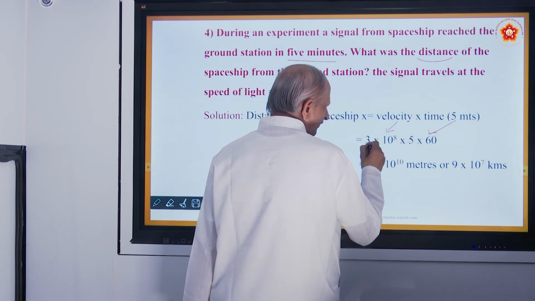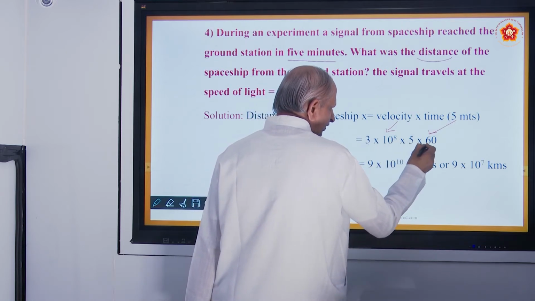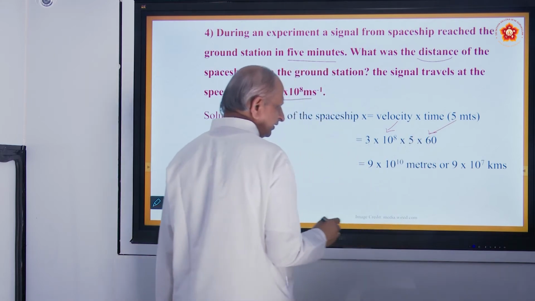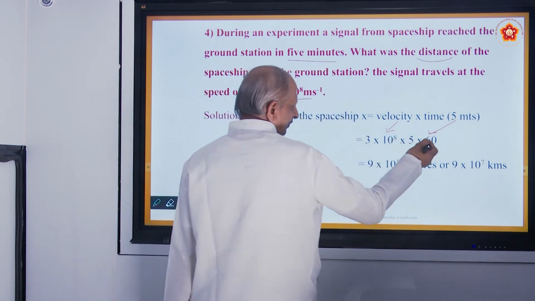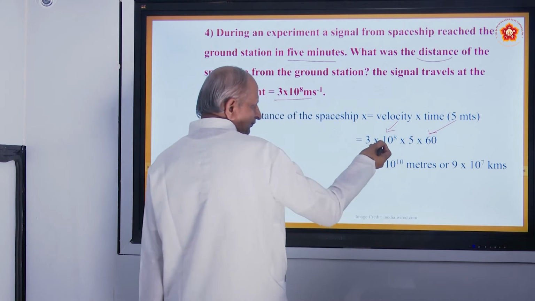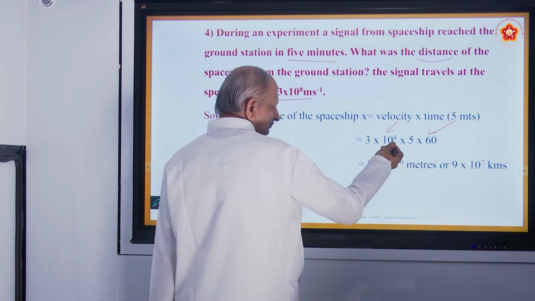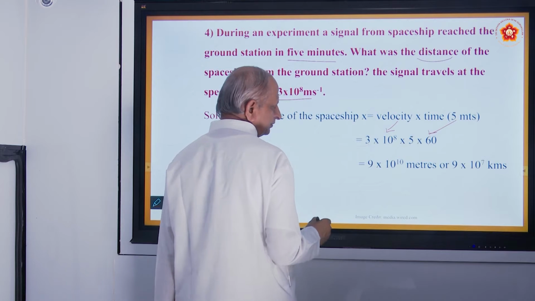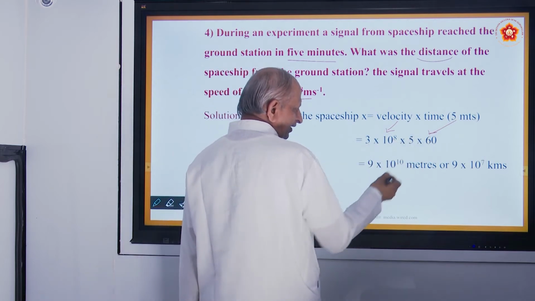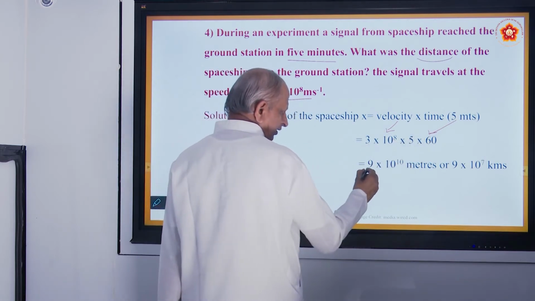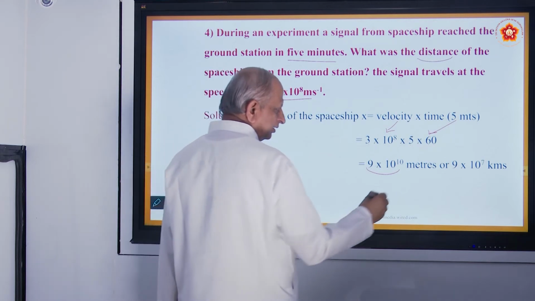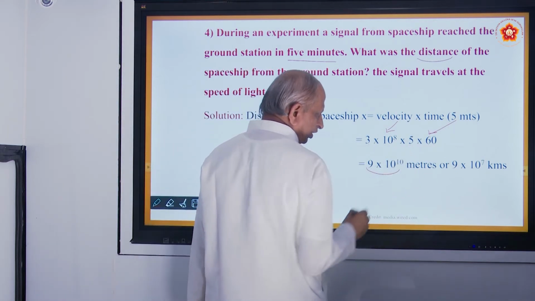So 3 5s are 15. 15 into 5 is 15 into 6 is 90. So 90, 900. So we write it as 10 to the power of 10, because there will be 2 more zeros adding. So 9 into 10 to the power of 8 meters. 1 kilometer equals how many meters?